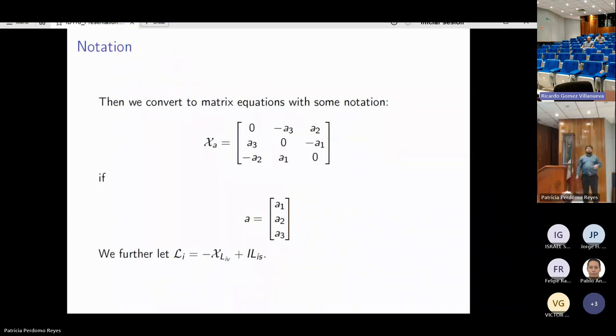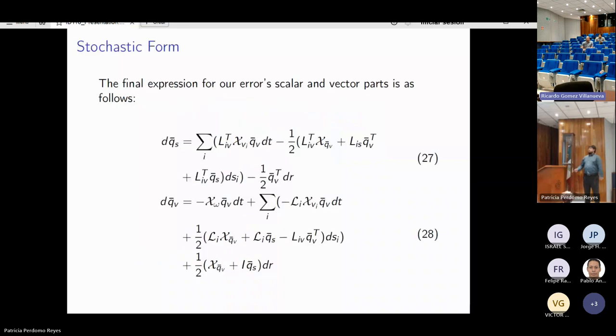So again, to convert this into a matrix equation, just set chi A being the pre-composition of the cross product with the vector A as shown here, and then let script li be this expression here, chi minus chi li v plus I li s. Then what we have is these two equations, which is exactly the same thing as before, only condensed into this matrix form, with the cross products and dot products turned into these matrix equations.